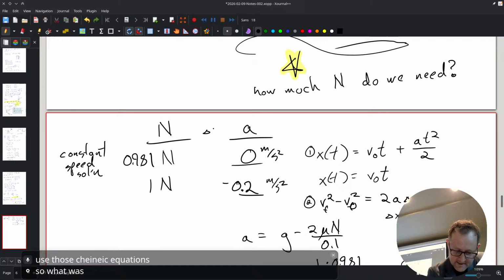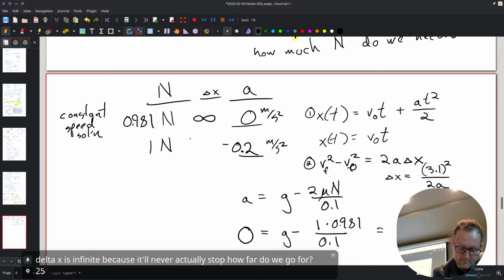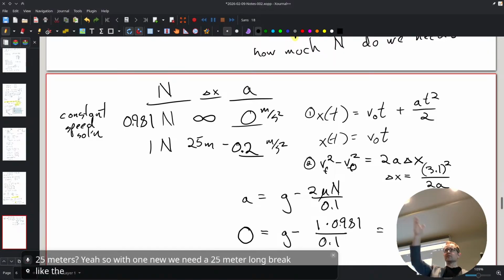So what was that, delta x? So this one's delta x is infinite because it'll never actually stop. How far do we go for 25 meters? Yeah. So with 1 Newton, we need a 25 meter long brake. Like the size of the room. Is that good?